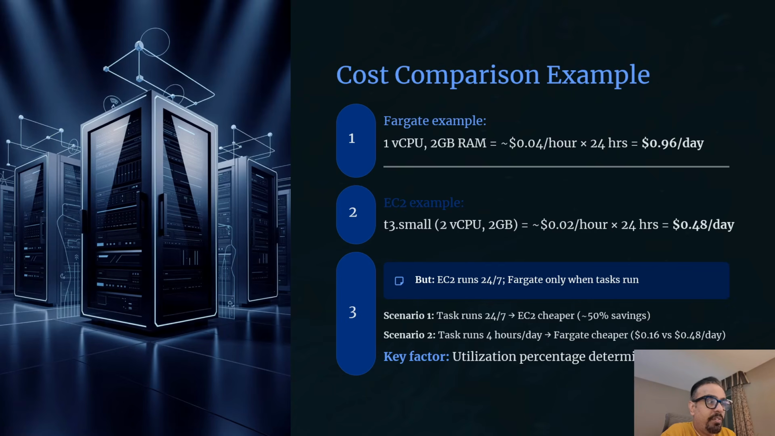And if you add reserved instances to the EC2 calculation, long-term cost drops further, potentially 60% less you will achieve. But this requires a 1 to 3 years of commitment when you go for reserved instances. So the formula over here is simple. High utilization favors EC2 and low utilization favors Fargate.